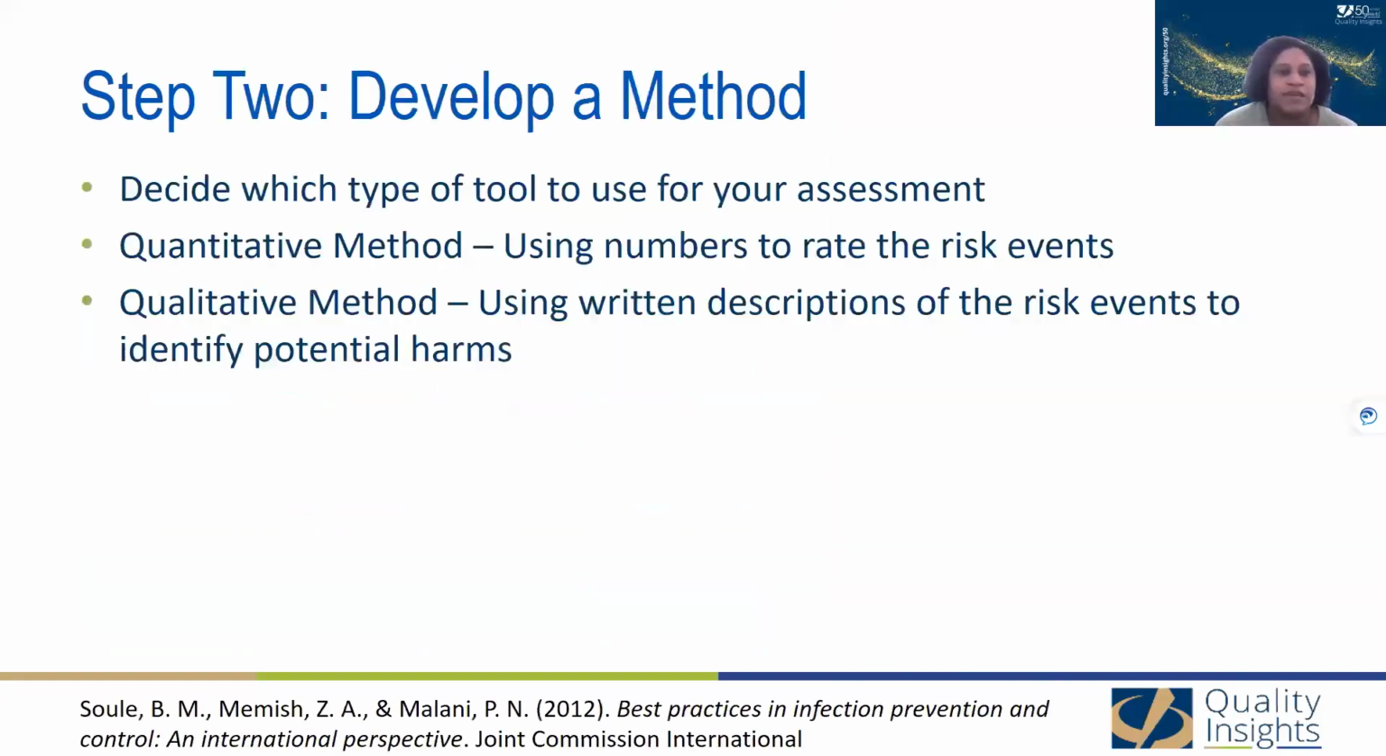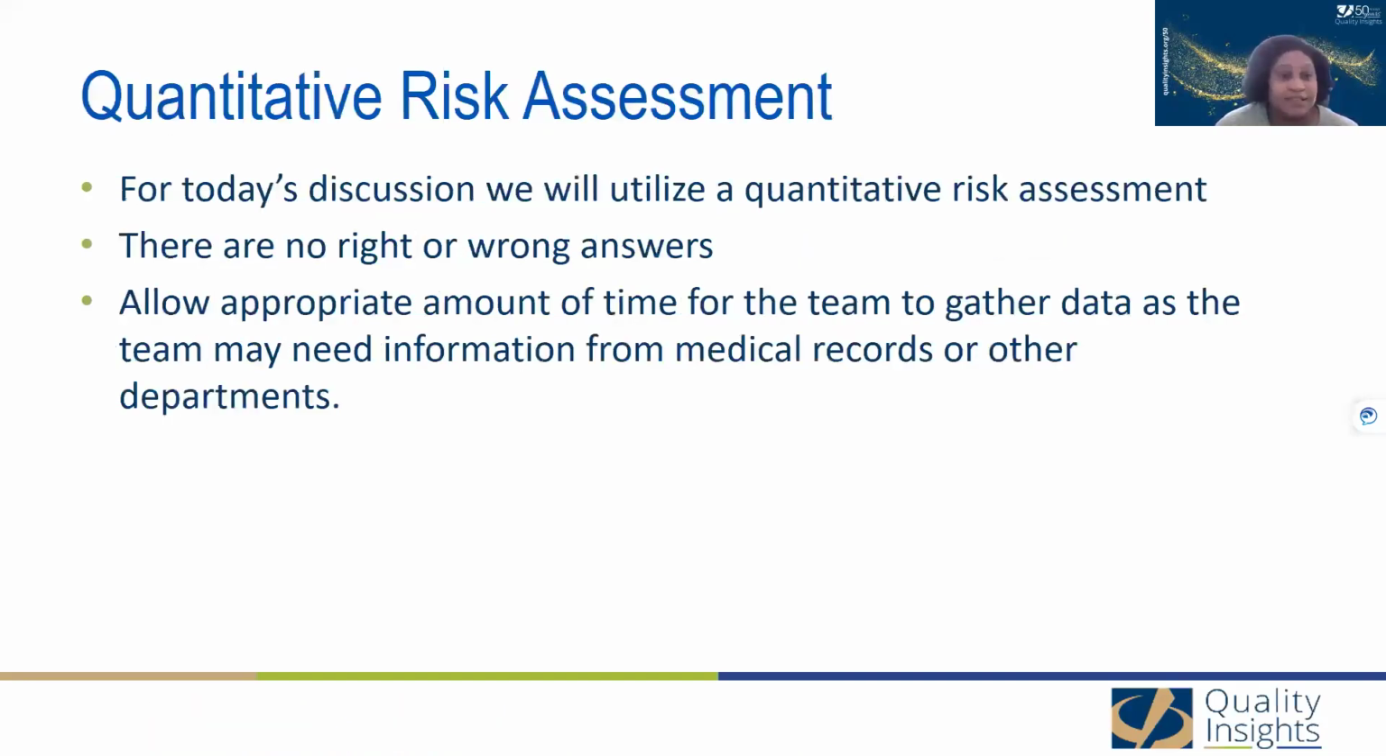Next thing you want to do is develop a method to perform your risk assessment. Decide what type of tool you want to use. We have the quantitative method, which uses numbers to rate the risk events, and the qualitative method, which uses written descriptions of the risk events to identify any potential harms.